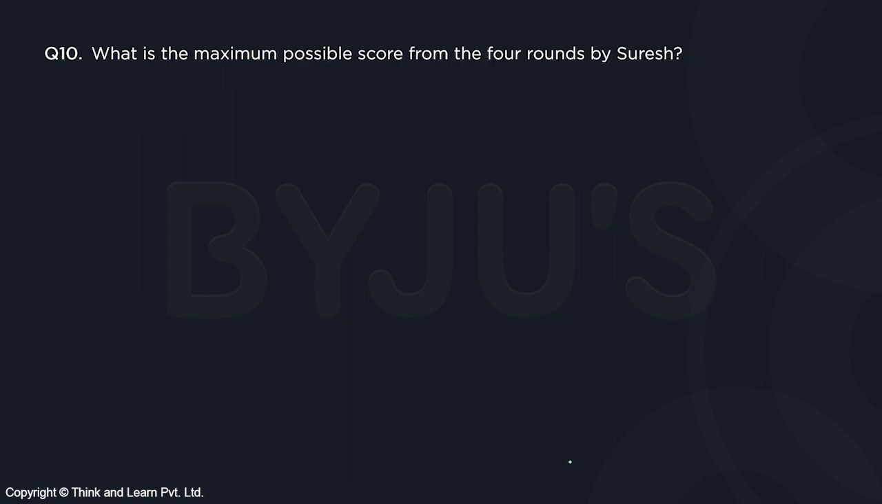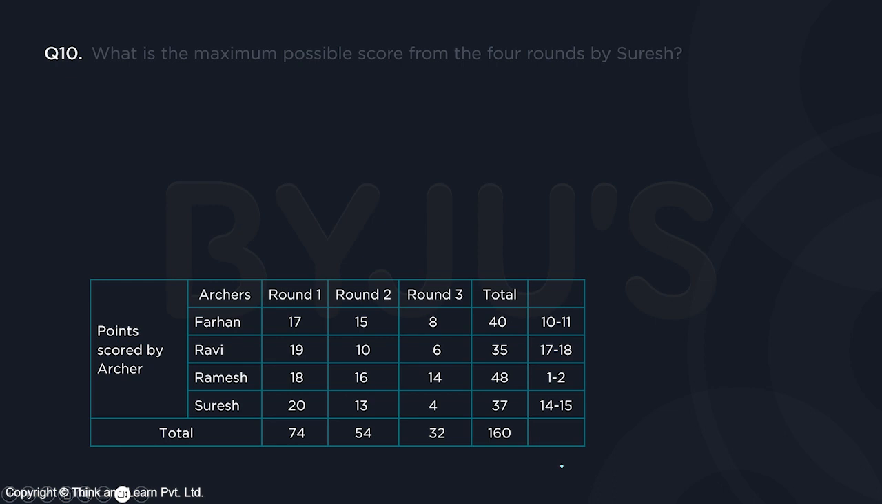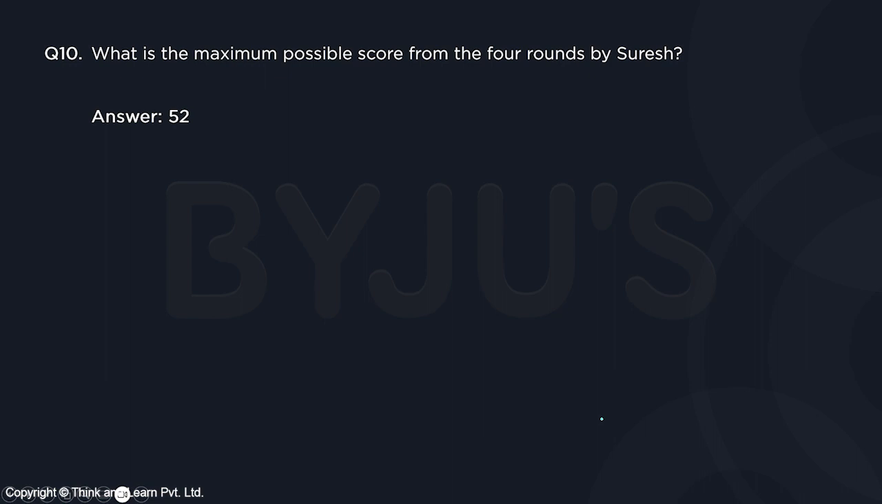And lastly, what is the maximum possible score from the 4 rounds by Suresh? Maximum possible score of Suresh. If Suresh scores 15, his score will become 52. This is the maximum possible that Suresh can score. So the answer for question number 10 is 52.